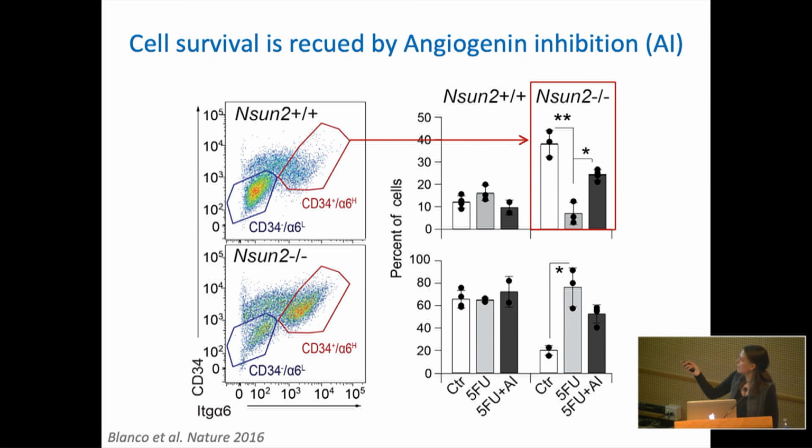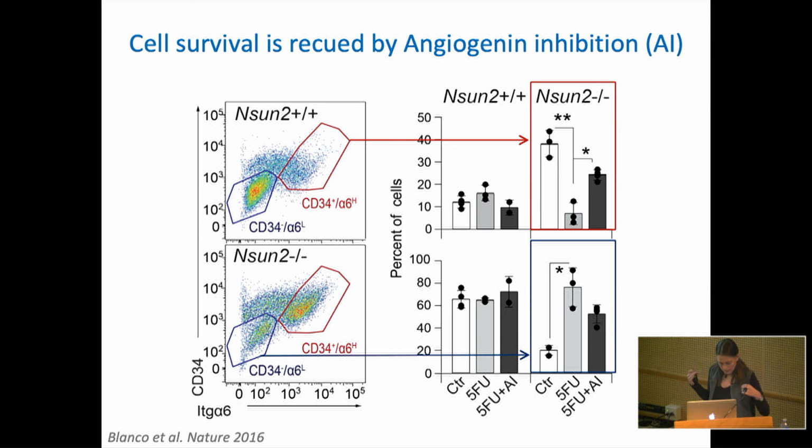If you focus first on the marker-positive situation, in the enzyme 2 negatives that have received the 5-FU, you can see that this population goes down. If you receive 5-FU and the angiogenin inhibitor, you rescue the effect, not fully. And if you look at the marker-negative population, you have exactly the opposite, right? So I think what these experiments tell you is that the fragmentation of the tRNAs, the tRNA fragments, do play an important role in the response to the chemotherapeutic agent.